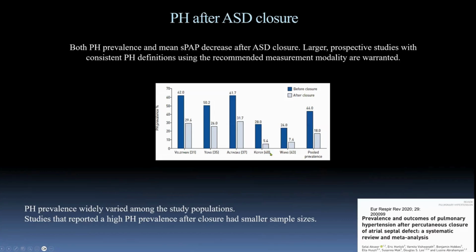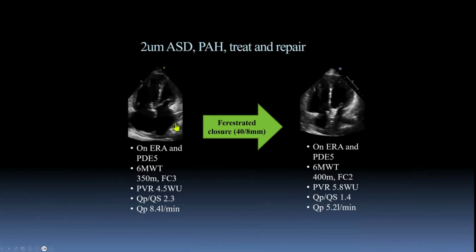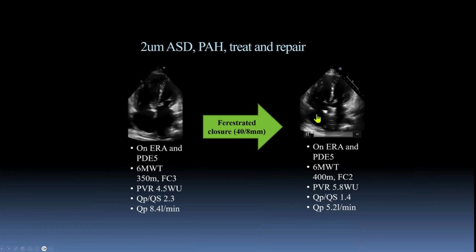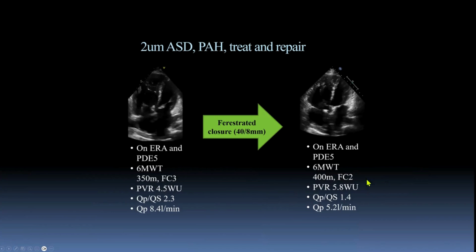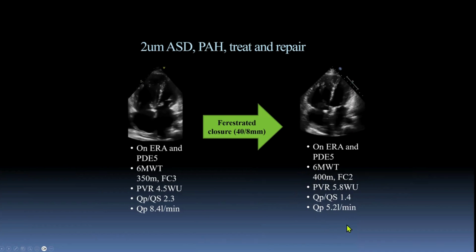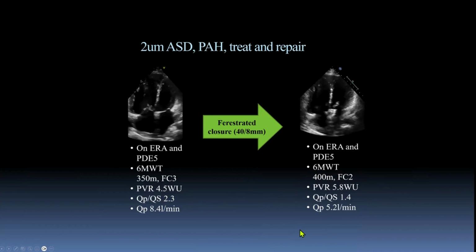These are some data to remind you that, again, like Michele D'Alto showed us, if you have PAH before closure, you probably have PAH after closure. This is a case we did, and we took an RV which was volume and pressure overloaded. We put in a fenestrated device. You see the RV looks a little bit smaller. So we took the volume overload away, even though the pulmonary vascular resistance didn't really drop much by abolishing the shunt. We didn't expect it to drop much. Her walk test increased significantly, and there is still some left-right shunt, but it's not as severe as before. The patient feels much better.